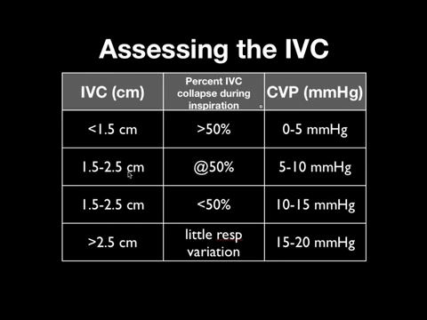A 1.5 to 2.5 centimeter diameter with approximately 50% collapse during inspiration goes along with a CVP reading of about 5 to 10. If you're at about the 1.5 to 2.5 centimeter range, but you have less collapse with inspiration, that would go along with a CVP reading of about 10 to 15. And if you have a plethoric dilated inferior vena cava greater than 2.5 centimeters with little respiratory variation, that would go along with a high CVP reading of 15 to 20. So there's a lot you can get from this window in a very quick amount of time.